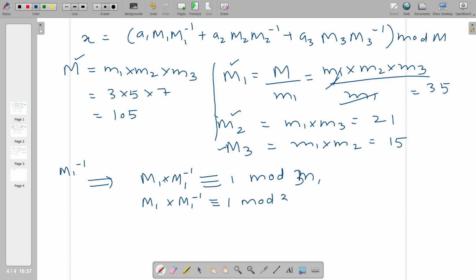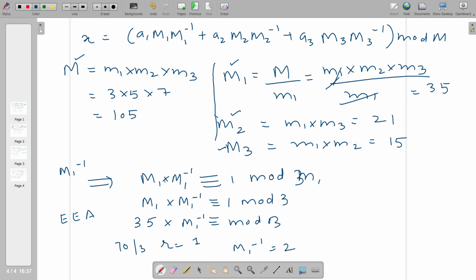So what is the value of capital M1 inverse mod 3? If it is a large number, we can calculate the inverse using the extended Euclidean algorithm, and we all know the method. Because it is a small number, we can use the hit and trial method also. It is 35, so 35 into M1 inverse is congruent to 1 mod 3. If we put M1 inverse as 1, this is not 1 mod 3. If we put 2, it becomes 70, and when we divide 70 by 3, the remainder is 1. So capital M1 inverse is equal to 2.